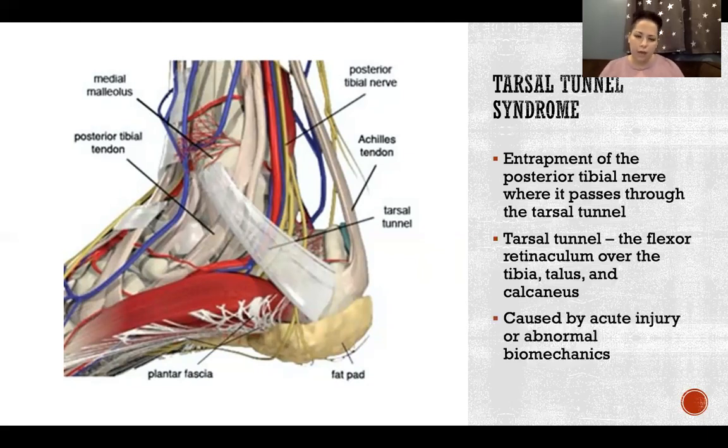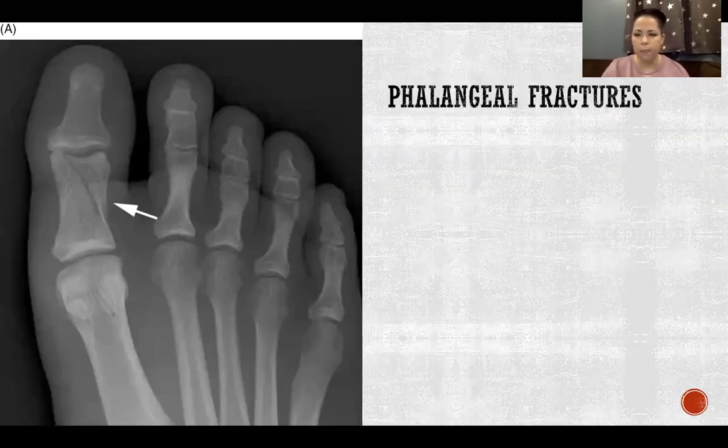So anything that causes basically impingement of the posterior tibial nerve as it goes through this tarsal tunnel would be tarsal tunnel syndrome. It can be caused by acute injury, abnormal biomechanics, or even tight shoes, like the wrong kind of shoes that could press in this area. Anything like that could cause tarsal tunnel.